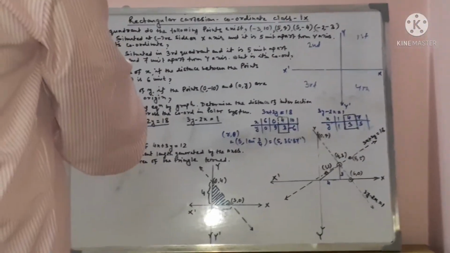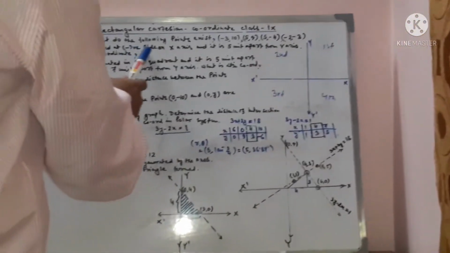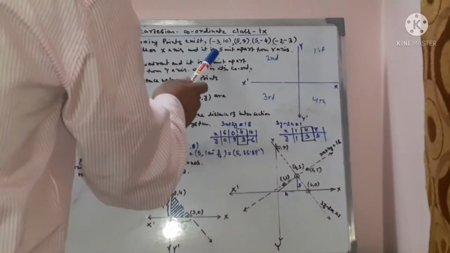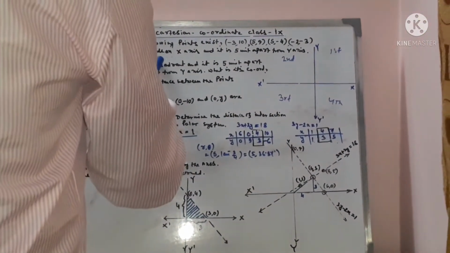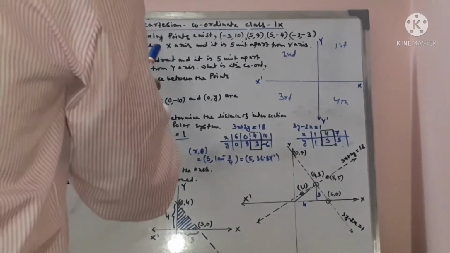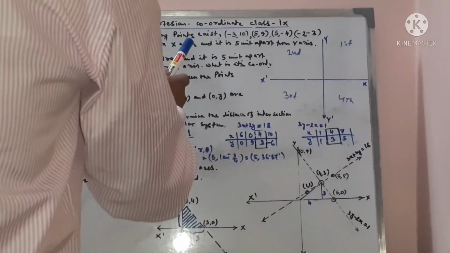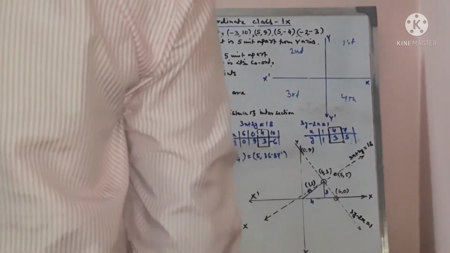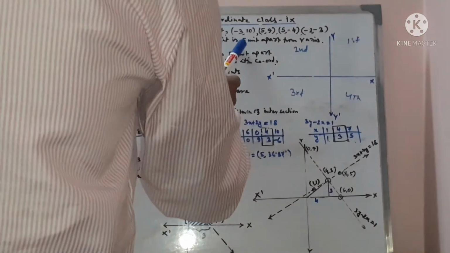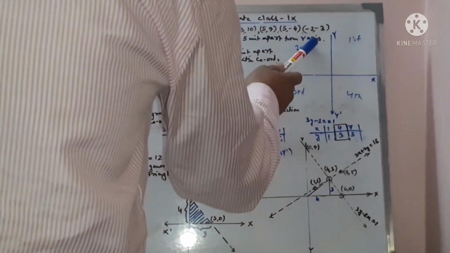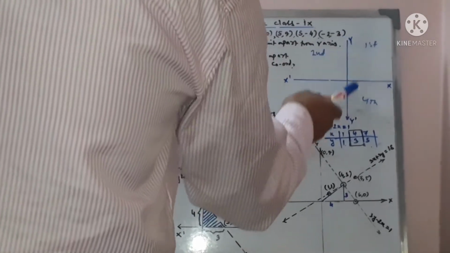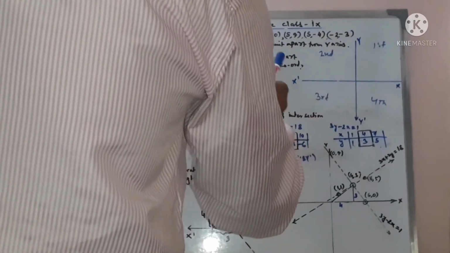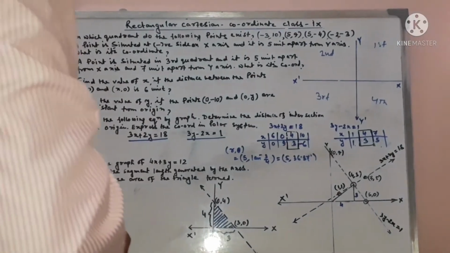Next question is, a point is situated on the negative side of the x axis and it is 5 units apart from the y axis. What are the coordinates of the point? As the point is situated on the x axis, its ordinate will be 0, and it is 5 units apart from the y axis on the negative side, that means it will be situated at this position towards the negative side at a distance of 5 units from the origin. So the coordinate of the point will be (-5, 0).